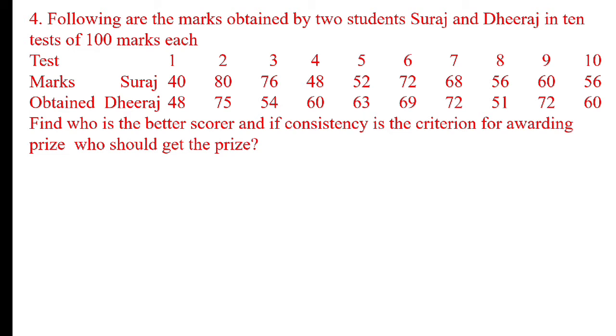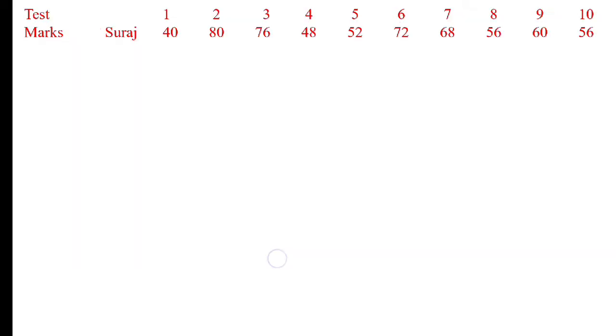First we need to find the mean, standard deviation and coefficient of variation for Suraj. Similarly, for Dheeraj we also need to find the mean, standard deviation and coefficient of variation. So we need to follow that. First we'll take Suraj's values, so we need to get the standard deviation for Suraj.